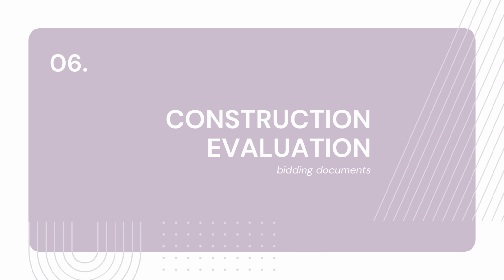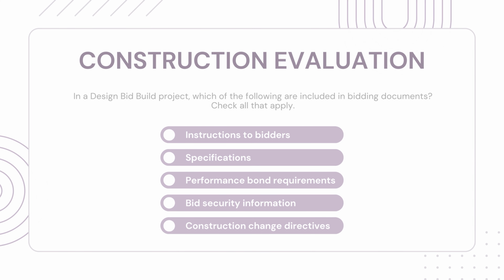For construction evaluation, our question is, in a design bid build project, which of the following are included in the bidding documents? Check all that apply. Instructions to bidders, specifications, performance bond requirements, bid security information, construction change directives. Feel free to pause here to answer. The answer is all of the above except construction change directives.